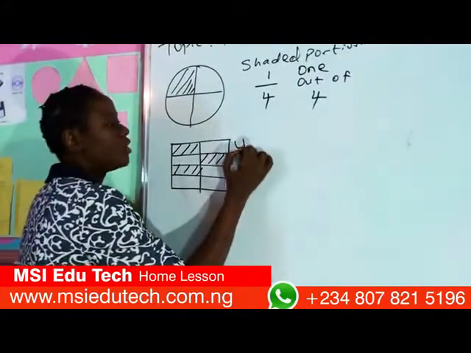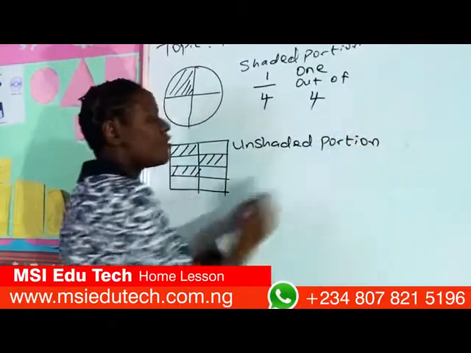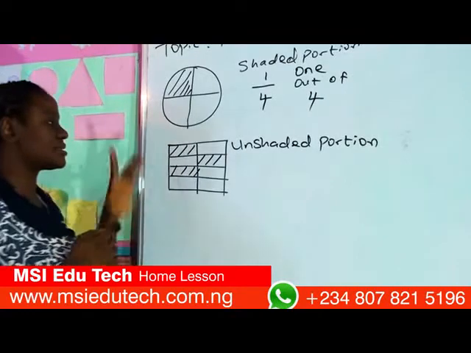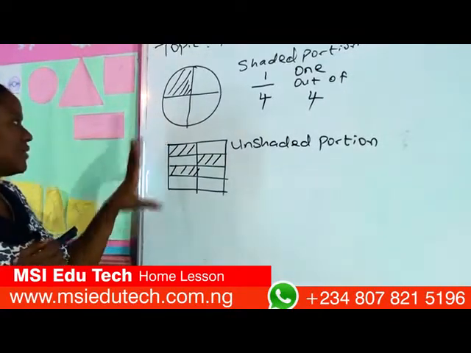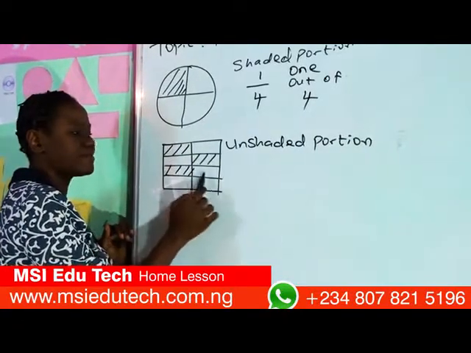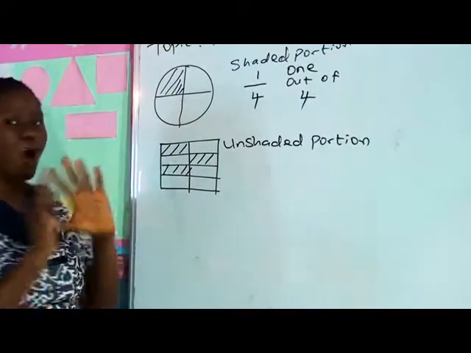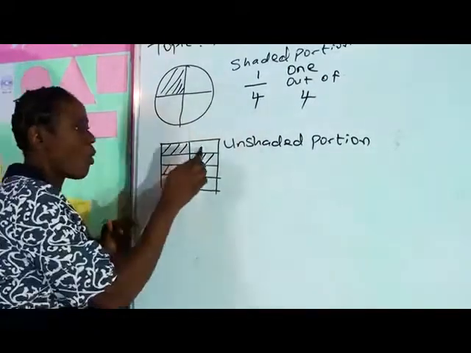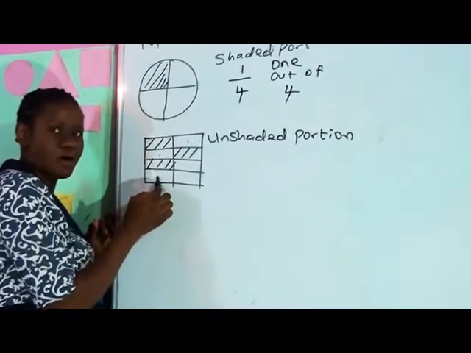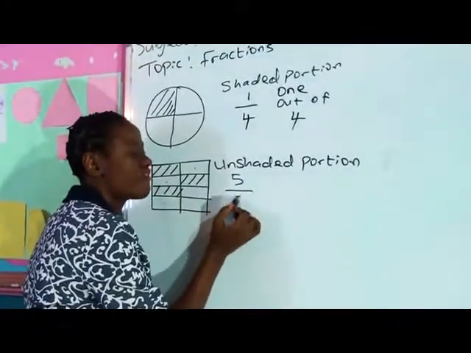Now let's do the unshaded portion. I have this object, a whole, divided into 8: 1, 2, 3, 4, 5, 6, 7, 8. Now, the unshaded parts: 1, 2, 3, 4, 5. The unshaded portion is 5 out of 8.